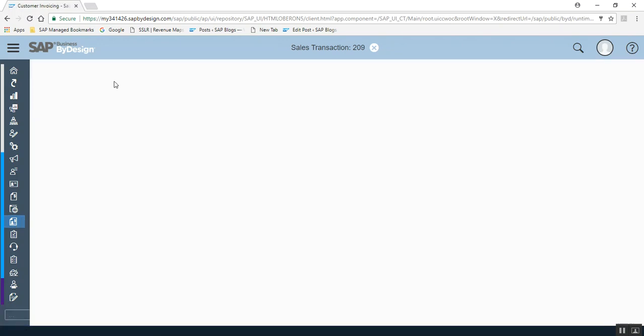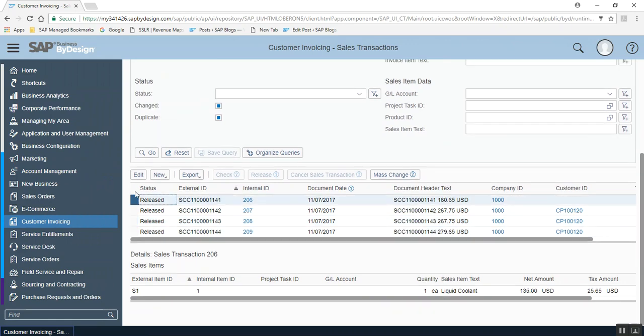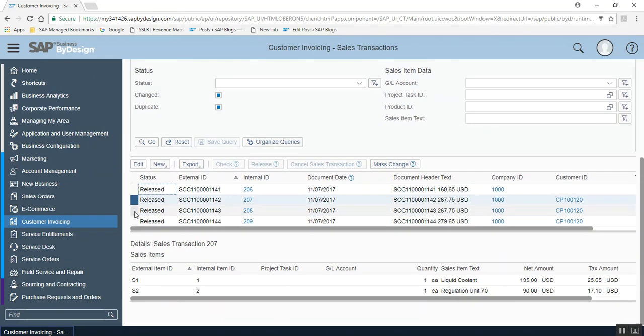So this concludes the way we look at the transactions in Business by Design. All are posted into Business by Design. The relevant financial entries are created and the relevant stock is updated in ByD.